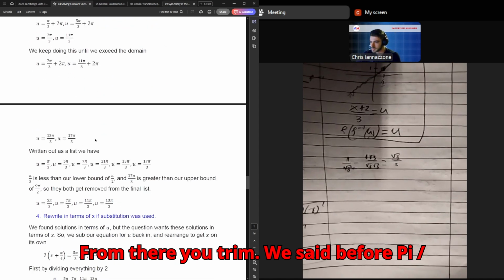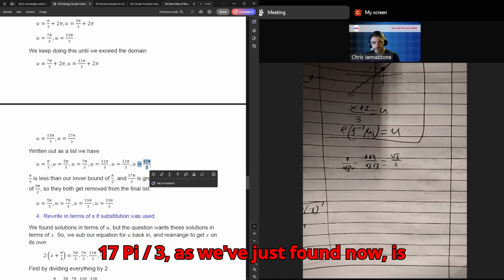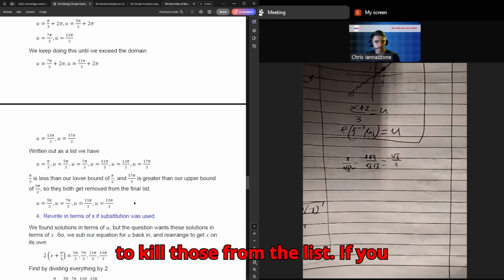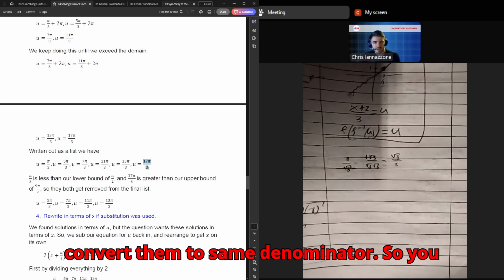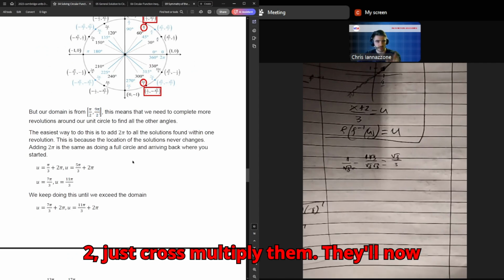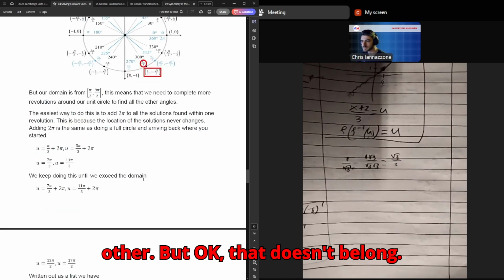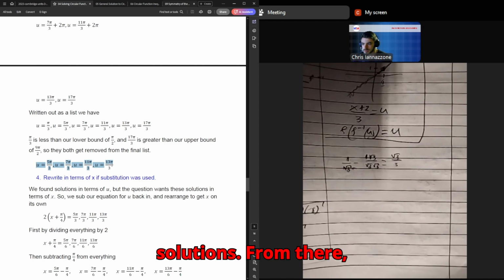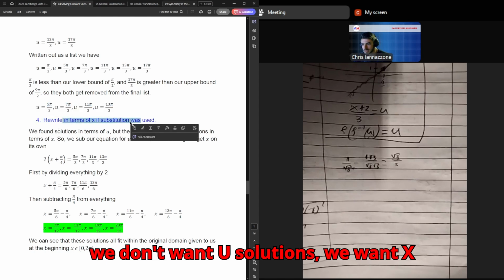From there, you trim. We said before, pi over 3 is too small, and 17 pi over 3, as we've just found now, is going to be too big, and so we're going to kill those from the list. If you ever need help comparing fractions, just convert them to the same denominator. So you want to compare 17 pi over 3 to 9 pi over 2, just cross multiply them. They'll now have the same denominator, and you can very quickly see which is bigger than the other. But okay, that doesn't belong, that doesn't belong. Here are our solutions. From there, we don't want U solutions, we want X solutions.